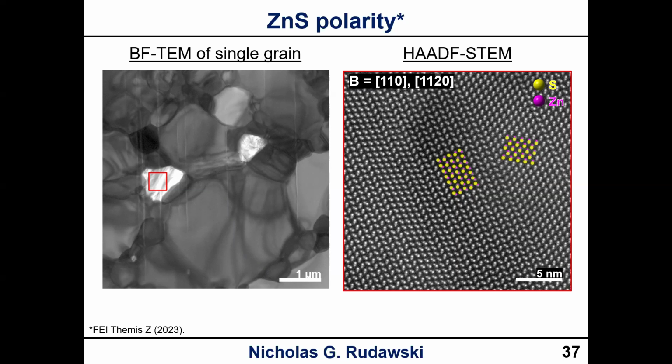The polarity being that the zinc is facing to the right, and up along the plane there. The zinc is shown smaller than the sulfur because it's going to have a smaller radius, as it is the cation rather than the anion, but it is higher Z. So we can use HAADF-STEM to directly reveal the polarity.